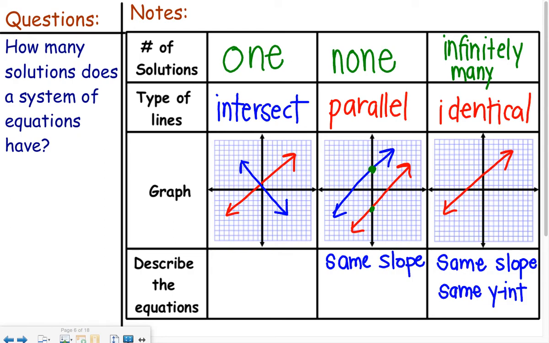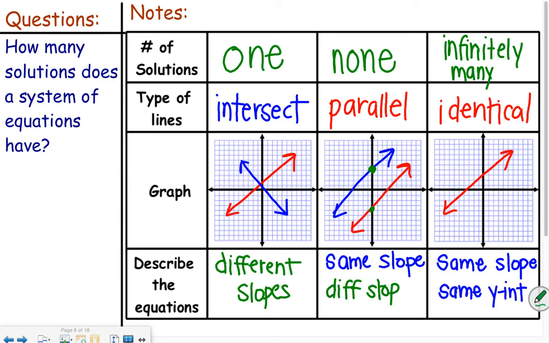And lines that intersect can't have the same slope because it's not parallel and it's not identical. So we'll just say different slopes. The y-intercepts could be the same or different. And really we could add in here that you have to have different slopes for this one. You can't have the same slope and the same y-intercept, or sorry, not different slope, different y-intercept.